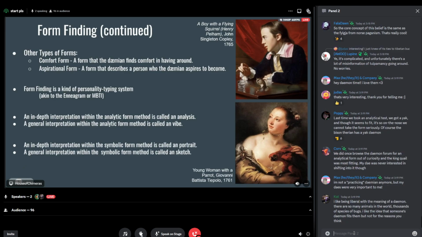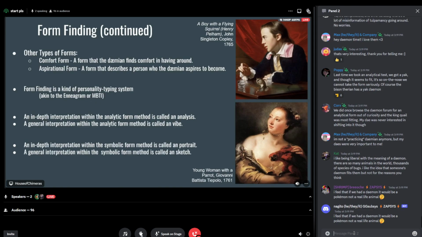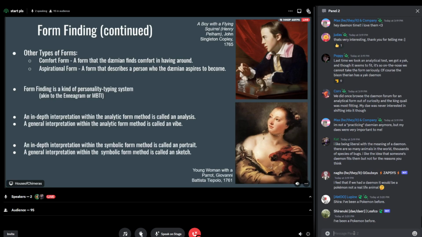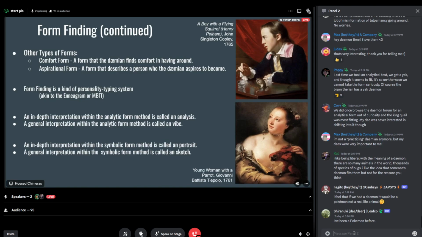For the analytic form style, a complete and in-depth written interpretation of an animal's particular traits and behaviors translated into personality characteristics is called an analysis, while a brief summary of the same is called a vibe. For the Pullman form style, a complete and in-depth written interpretation of a particular animal's cultural symbolism translated into life narratives and roles is called a portrait, while a brief summary of the same is called a sketch.